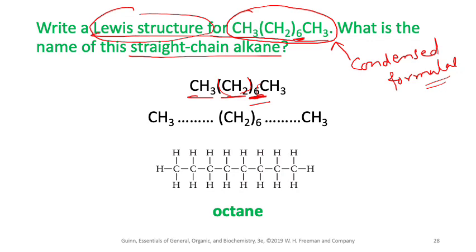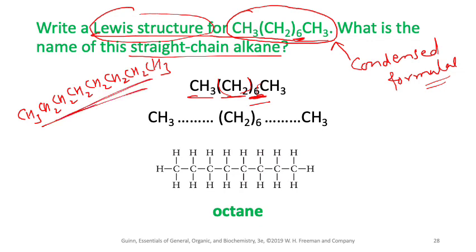So I can say something like this: CH3, CH2, CH2, CH2, CH2, CH2, and then CH3. So 1, 2, 3, 4, 5, 6. Yes, so this is the condensed formula. And then can I make a loose structure from this condensed formula? Yes. So let's start with this.